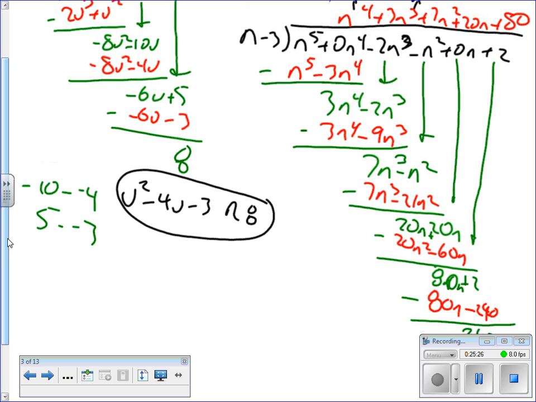Okay, so we left off here together. N goes into 7n cubed, 7n squared times. So I get 7n cubed minus 21n squared. Negative n squared minus negative 21n squared is positive 20n squared. Goes in there 20n times. Bring down the 0n.